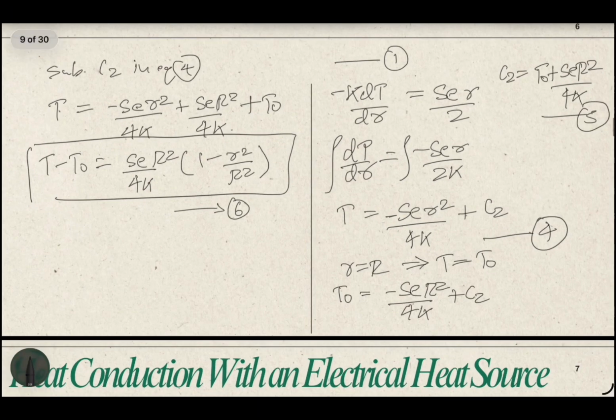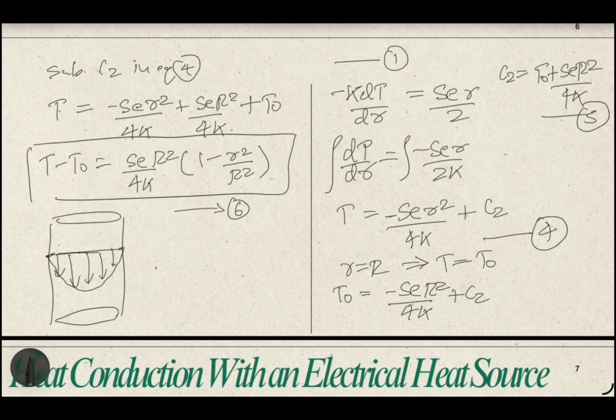So it is a parabolic temperature profile. So we can draw it like this. It is maximum at r equal to 0. So it would be something like this.